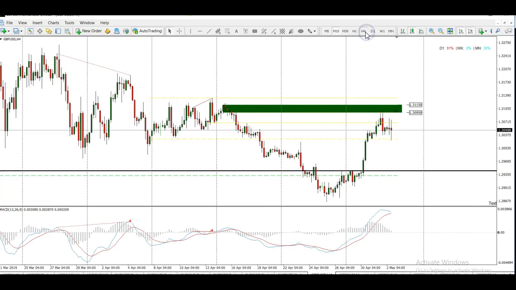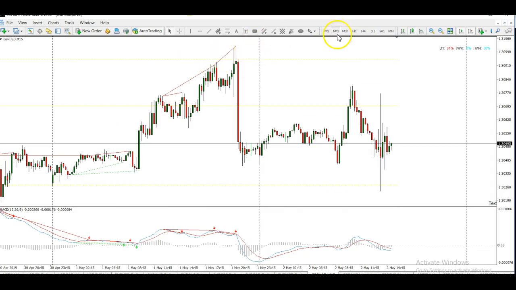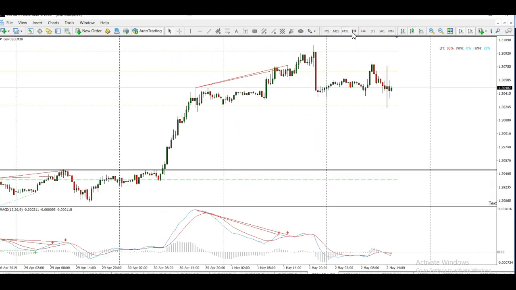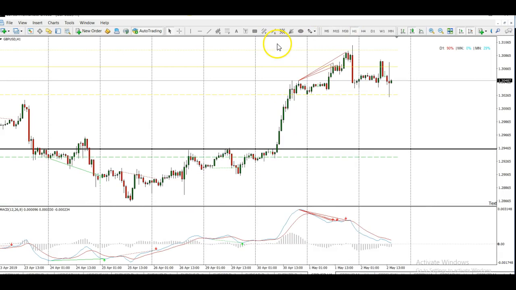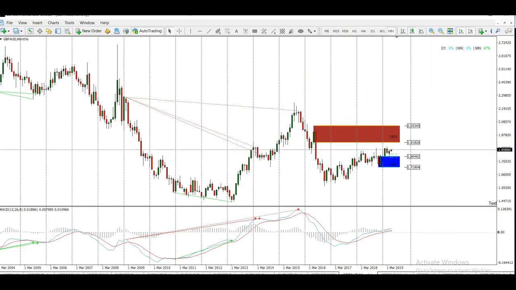So we just identify a 4-hour inside a daily, and then take a signal, the reversal signal on the 15, 30, or 1 hour. And what we do, we load the MacBot and it does all the work for us. So we load the EA.